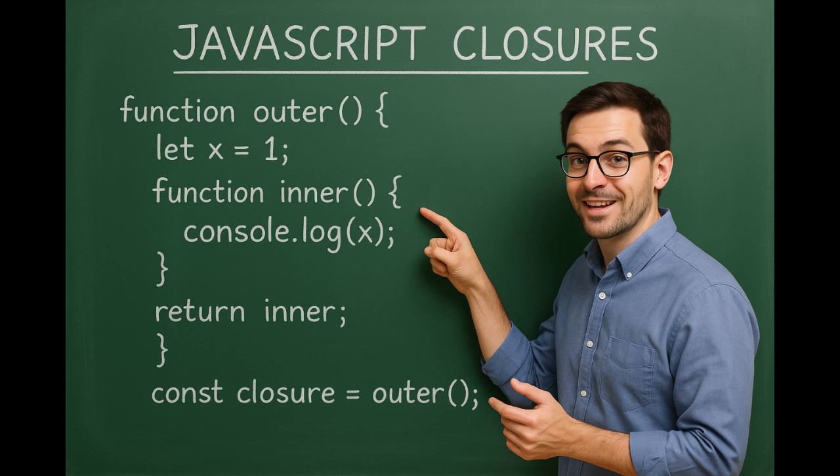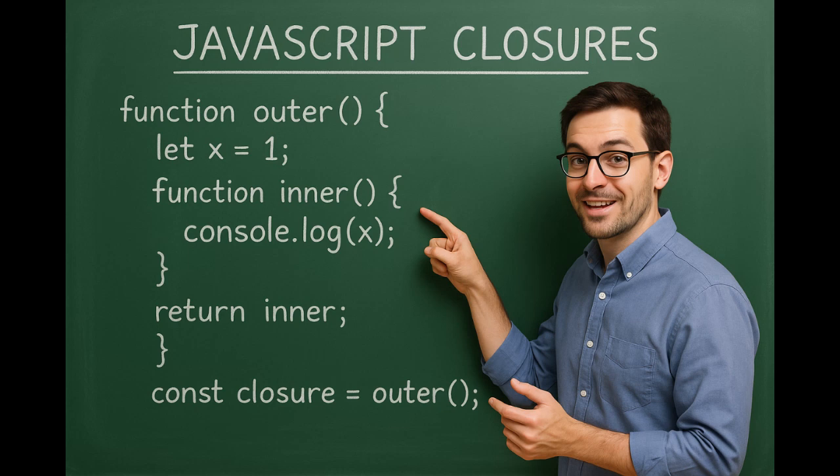Closures are super important in JavaScript for a number of reasons. They allow for data encapsulation and private variables. By using closures, you can create functions that have access to private data but can still be exposed to the outside world through controlled interfaces.